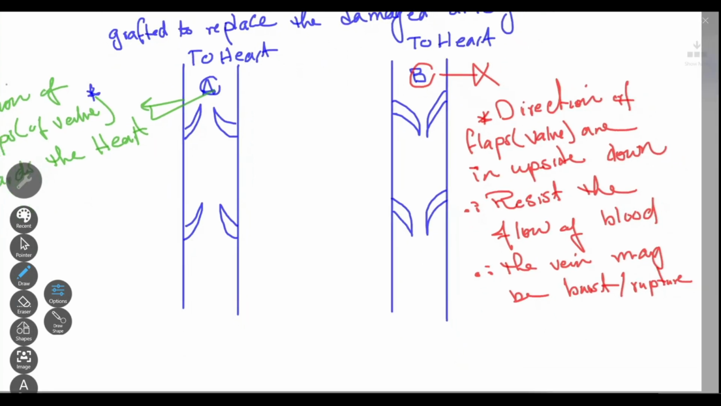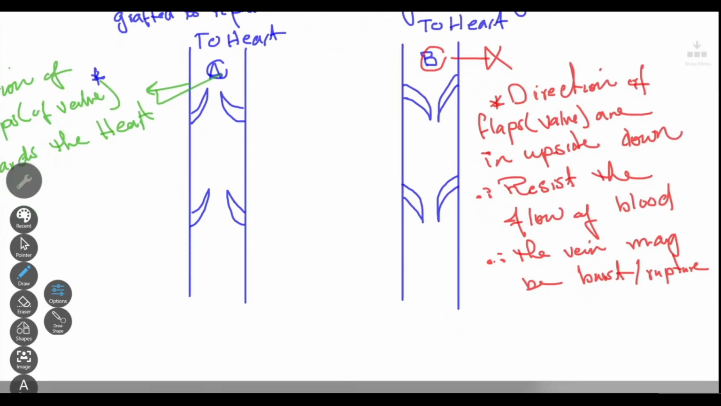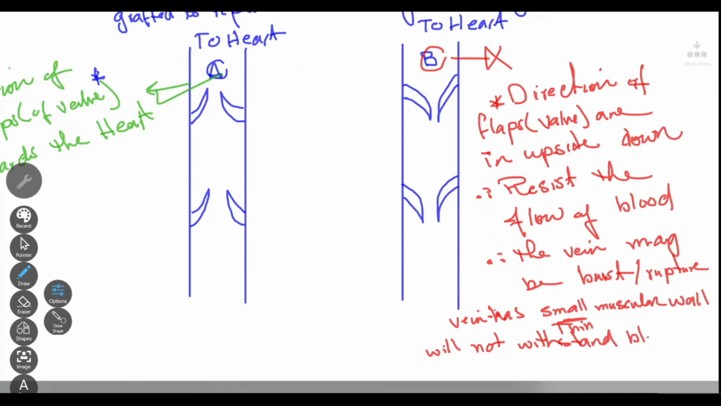Why? Because the vein is delicate, because the smooth muscles found in the walls of the veins are smaller. It may burst because the vein has a thin muscular wall, so it will not withstand the blood pressure.